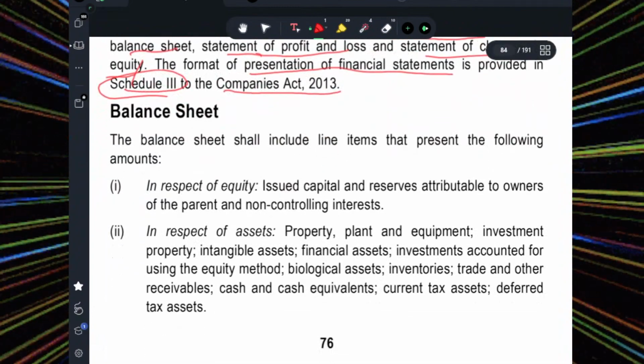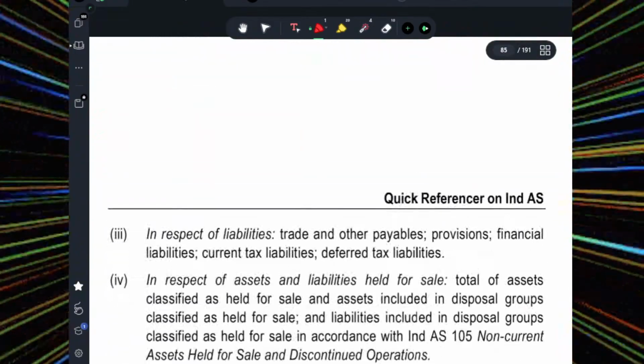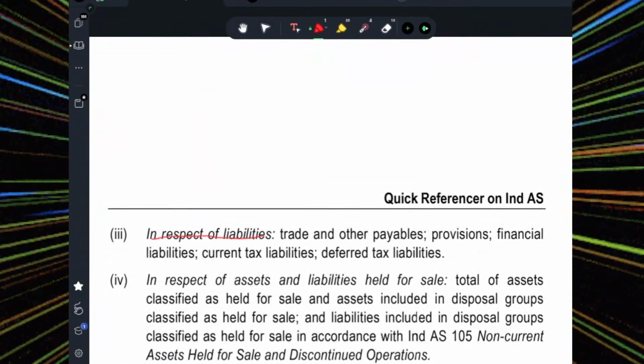What is a balance sheet? The balance sheet shall include line items that present the following amounts: amounts in respect of equity, in respect of assets, in respect of liabilities, and in respect of assets and liabilities.